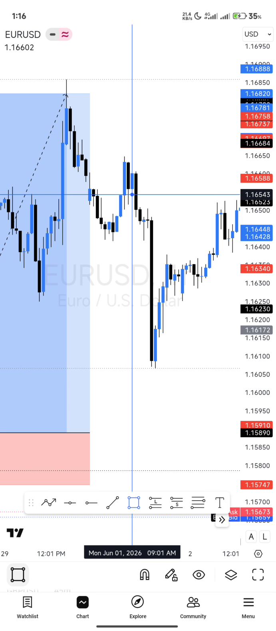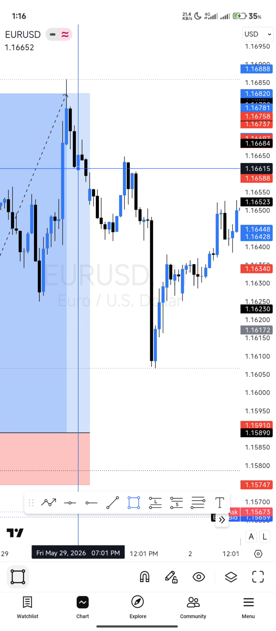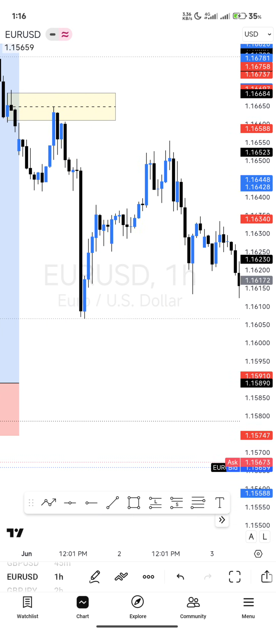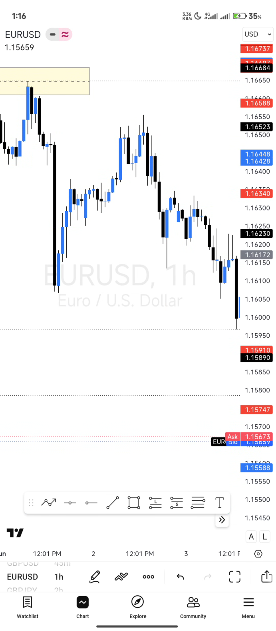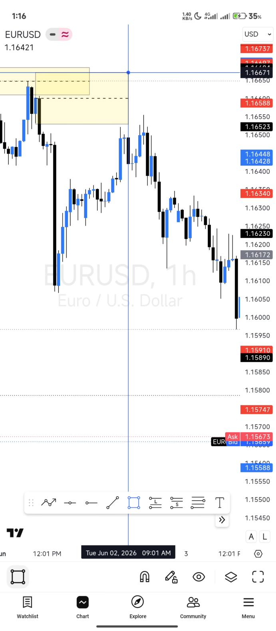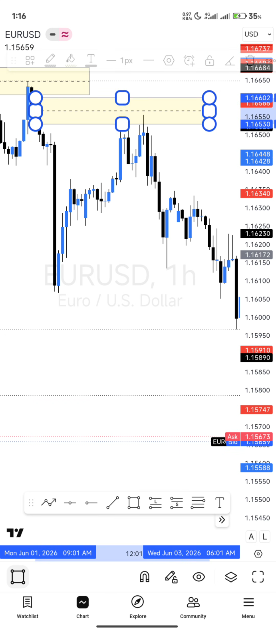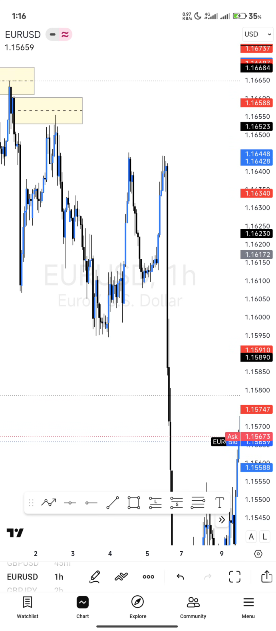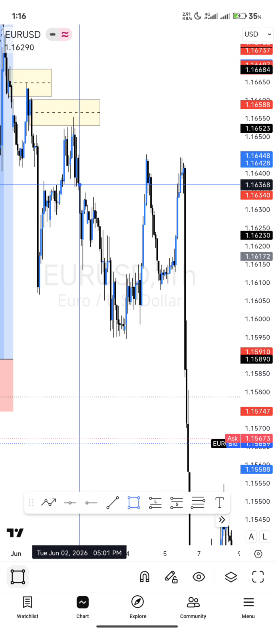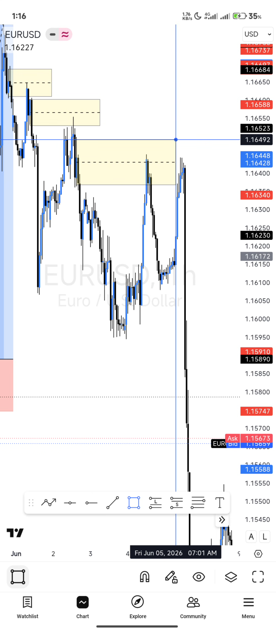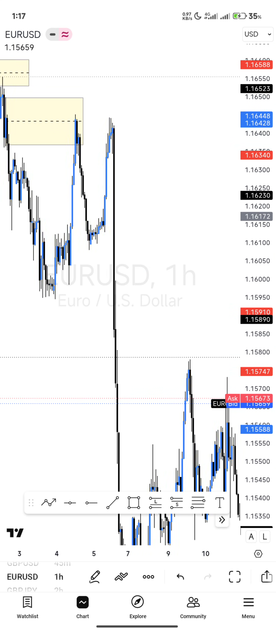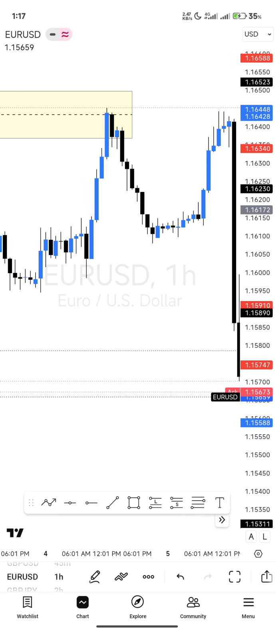Here we had this order block right here that the market reacts from. I hope you can see it. Next time the market retraces, comes back to this order block and sells off. Hope you can see it. Next time the market comes back to this order block and sells from it.